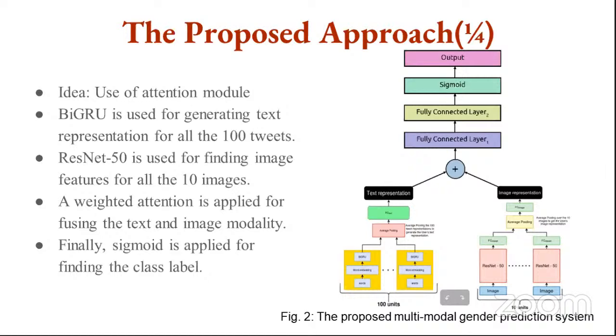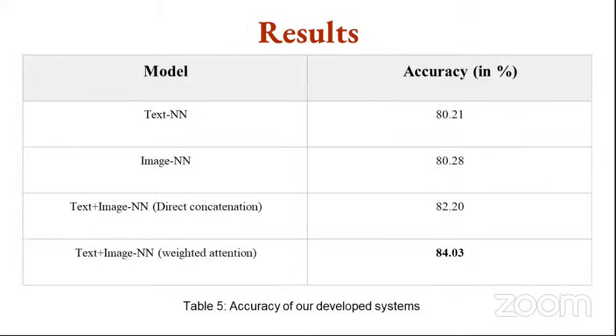We use the attention module. Basically, when we are concatenating, we are putting some attention, discarding some and focusing on the important portion. BiGRU is used for generating text representation for all the 100 tweets, and ResNet-50 is used for finding image features for all the 10 images. Weighted attention is applied for fusing the text and the image modalities. Finally, sigmoid is applied for finding the class label. So this is the system.